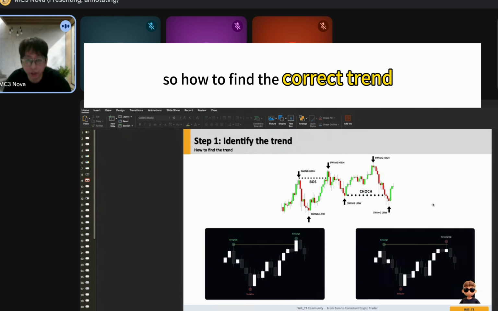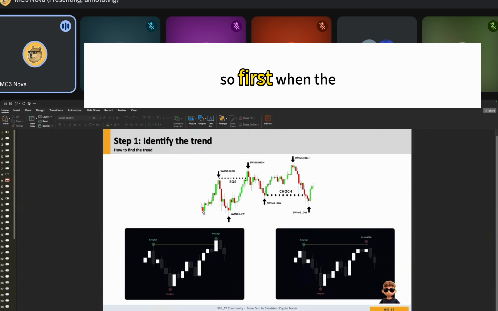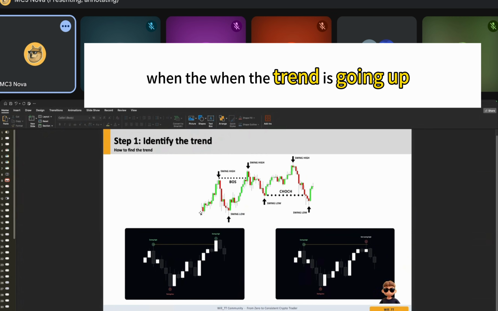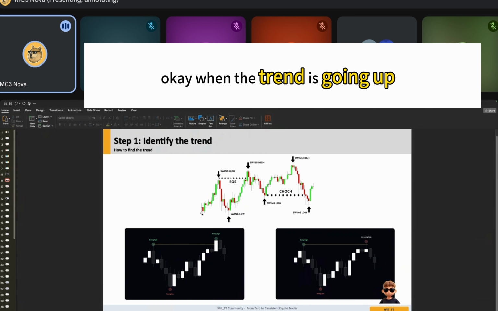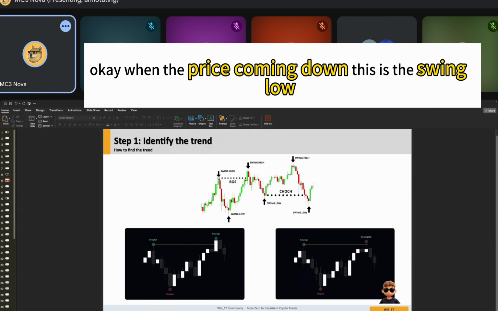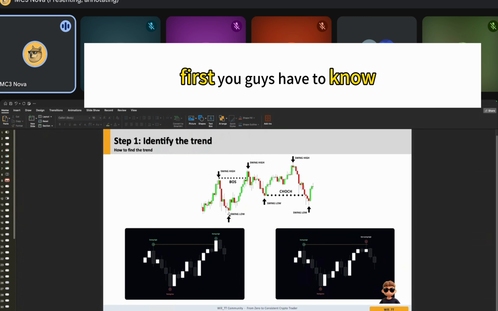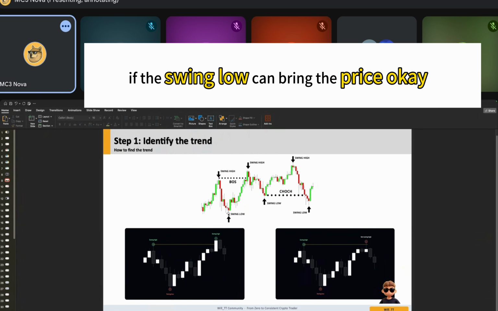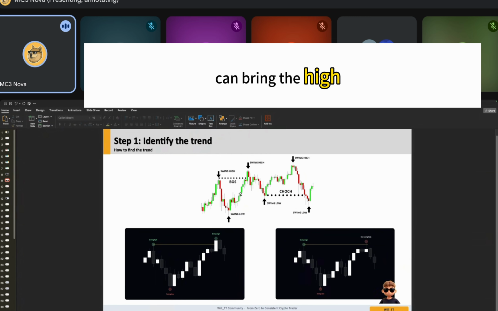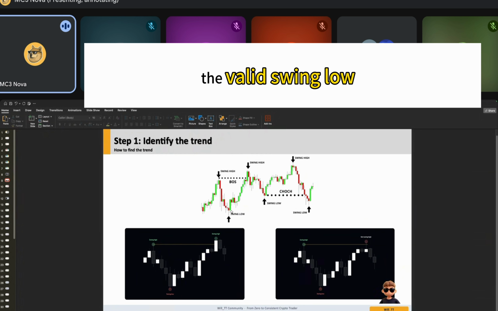How to find the correct trend? This is the uptrend example. When the trend goes up to the peak point, this is the swing high. When the price comes down, this is the swing low. How to identify the correct swing low? If the swing low can bring the price to break the previous swing high, then this is considered a valid swing low.